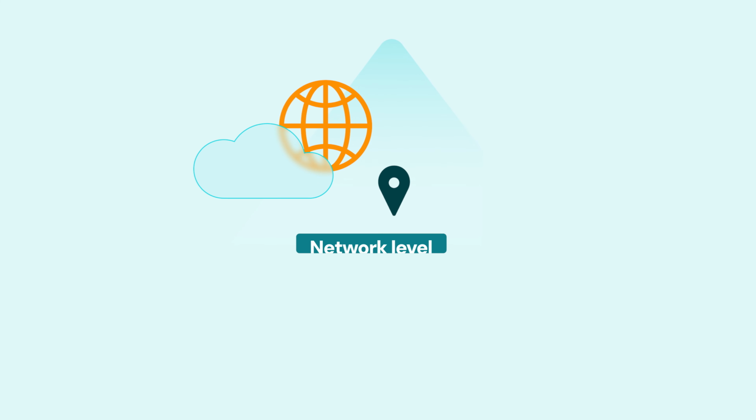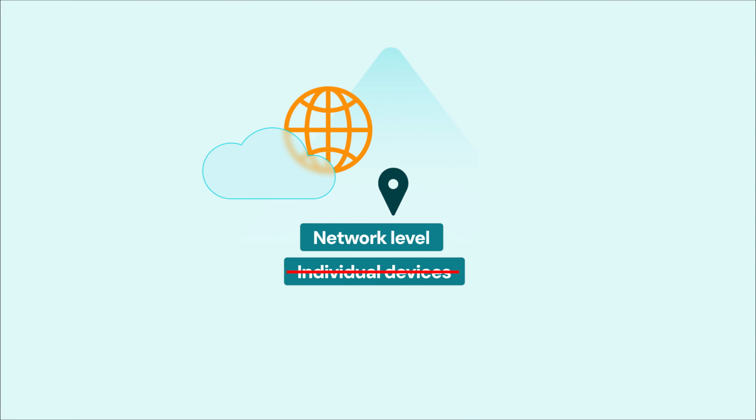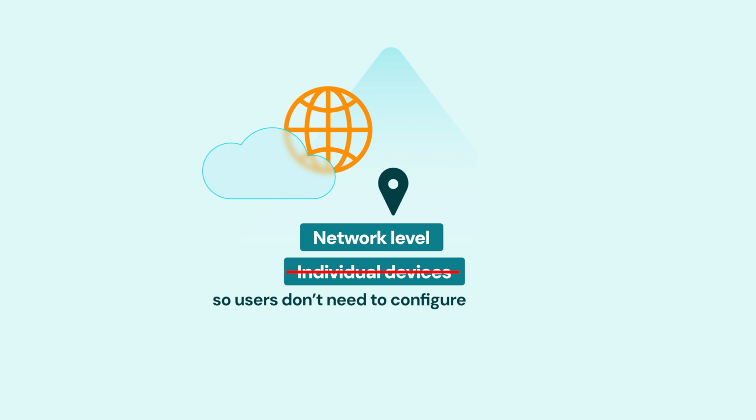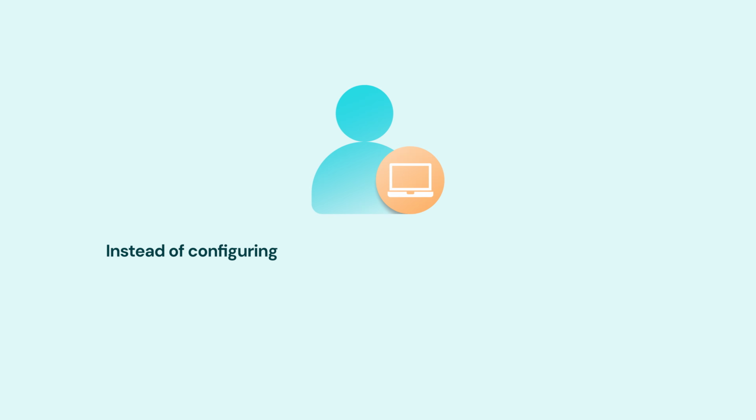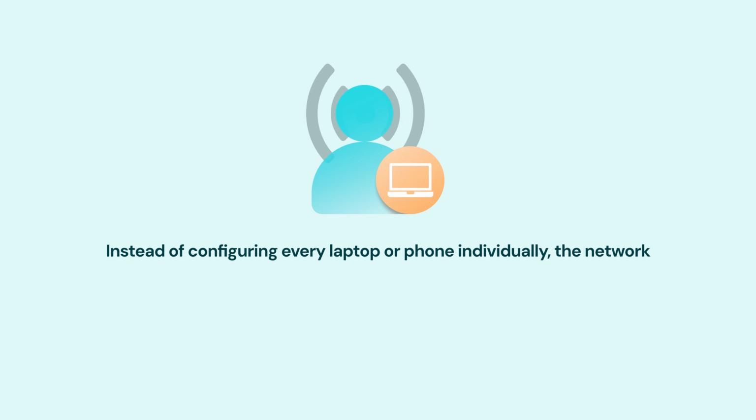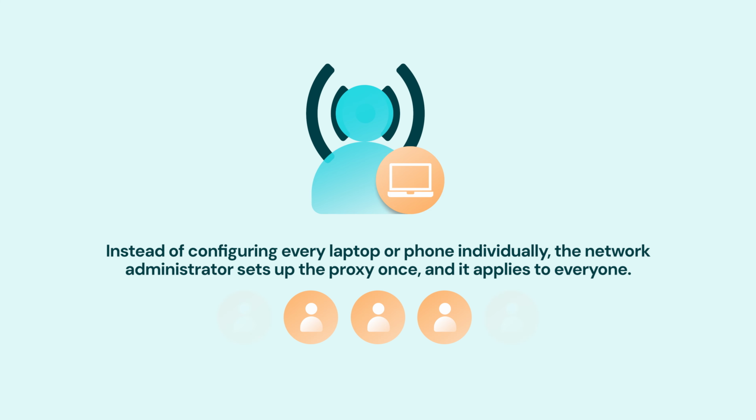They're deployed at the network level, not on individual devices, so users don't need to configure anything. The proxy automatically intercepts all local traffic and sends it to the internet. This makes transparent proxies easy to implement in environments like schools, offices, hotels, or public Wi-Fi networks. Instead of configuring every laptop or phone individually, the network administrator sets up the proxy once and it applies to everyone. So when do transparent proxies actually make sense?